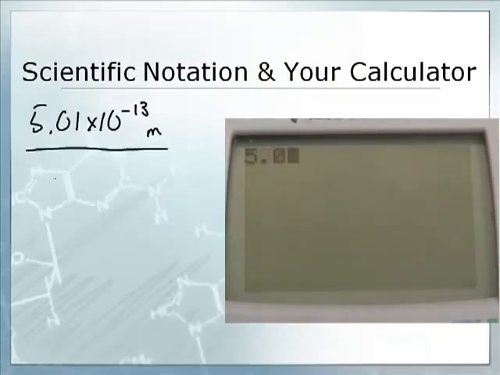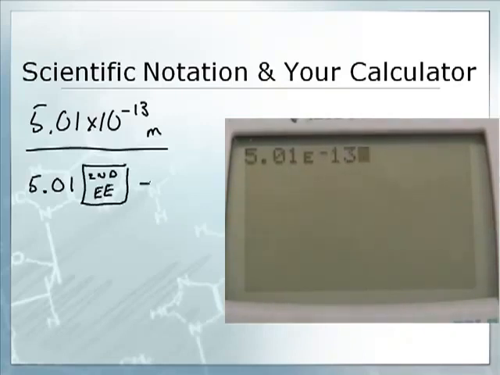So what you see on the screen is this: 5.01, then second EE, negative 13. 5.01, and on your screen it has a capital E, negative 13. That means 5.01 times 10 to the negative 13.